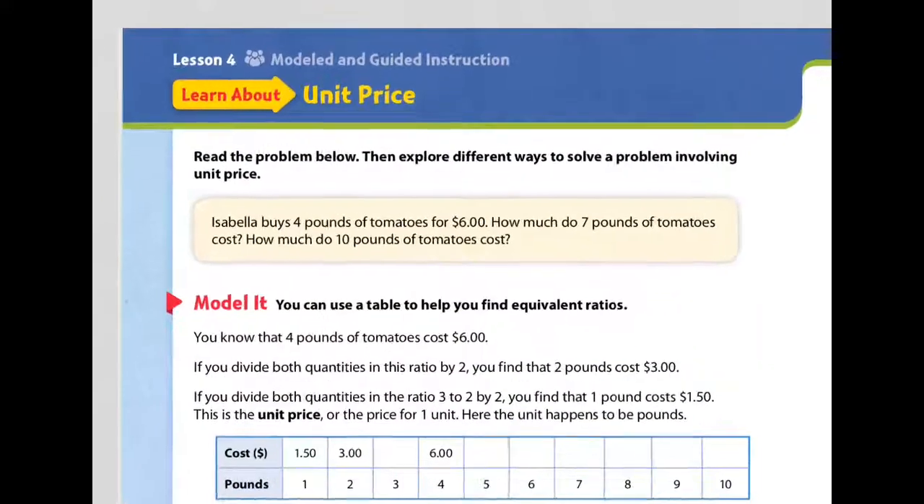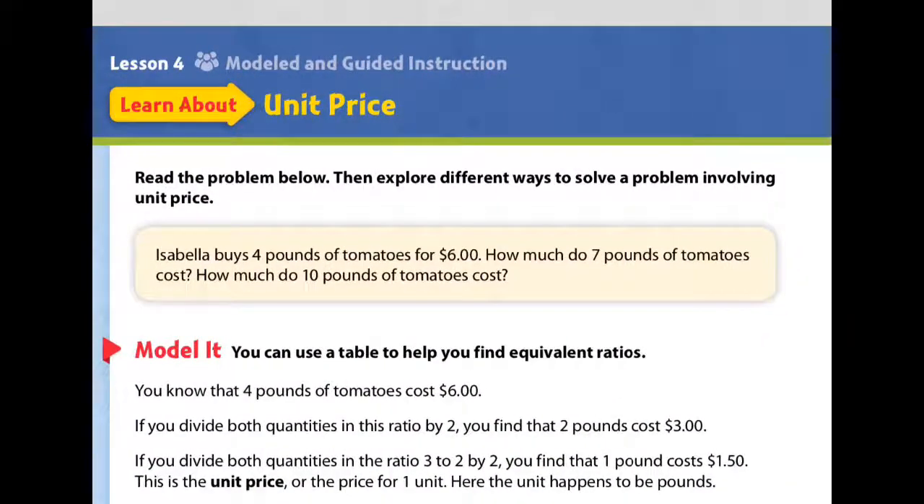First off, follow along with me at the top of page 28. It says, Isabella buys 4 pounds of tomatoes for $6. I'm going to underline that: 4 pounds of tomatoes for $6. The question says, how much do 7 pounds of tomatoes cost and how much do 10 pounds of tomatoes cost? So we have to figure that out, the cost of 7 pounds and the cost of 10 pounds, based on the information that we know: 4 pounds of tomatoes cost $6.